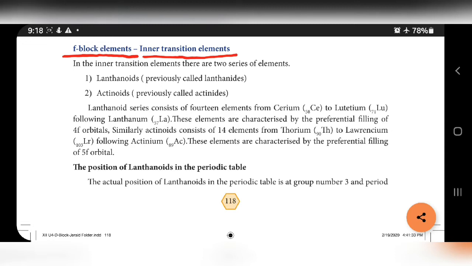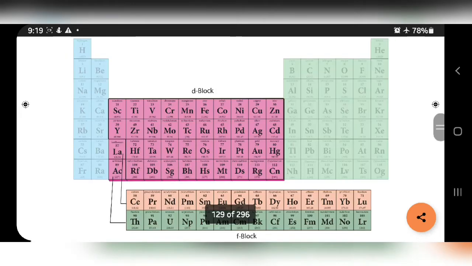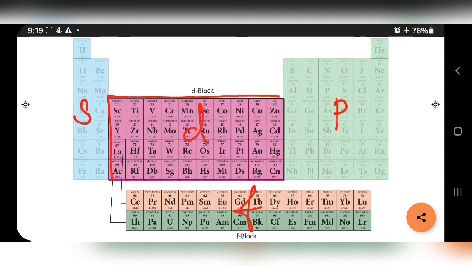In inner transition elements, there are 2 series of elements. The first one is called lanthanoids, another one actinoids. Previously they were called lanthanides and actinides. Now they are called lanthanoids and actinoids. See this periodic table, my dear students. This is S block, this is P block, this is D block and this is F block. In this lesson we are going to study D block and F block. In this part we are going to study only F block.